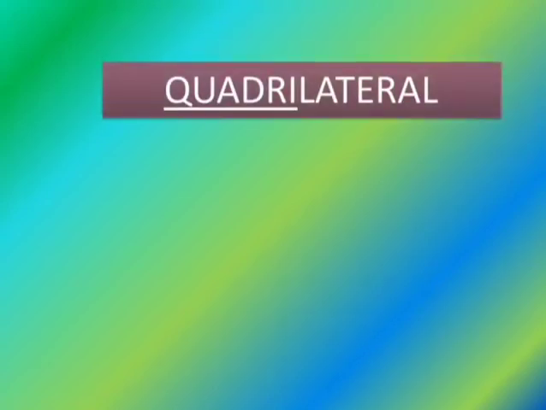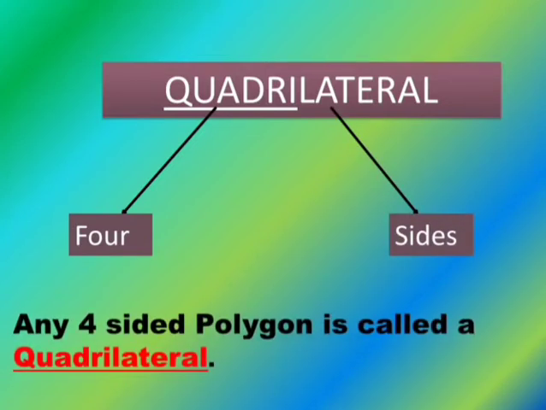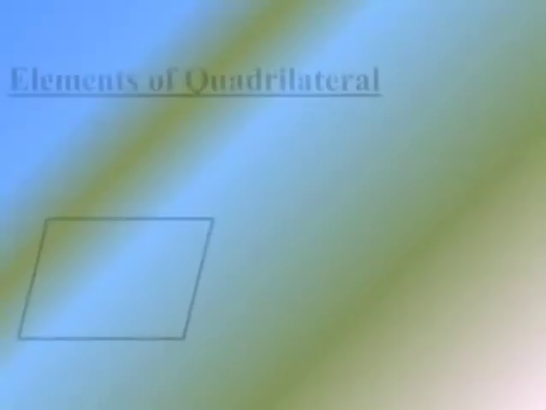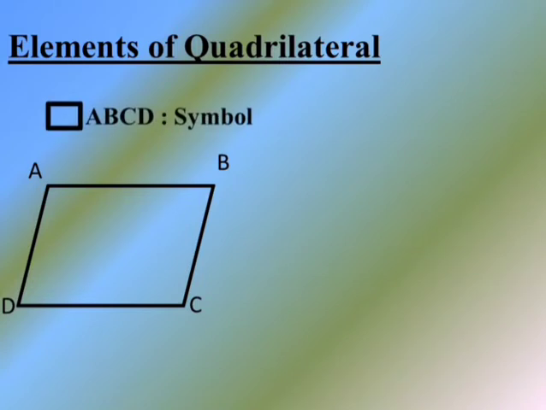With the name itself, we can make out that quadri means four and lateral means side. So any four-sided polygon is called a quadrilateral. Let us revise the elements of a quadrilateral. Here I have a quadrilateral ABCD. Now using this symbol we represent a quadrilateral.